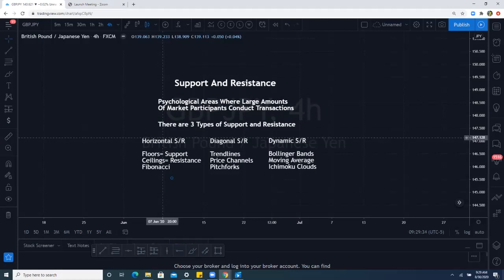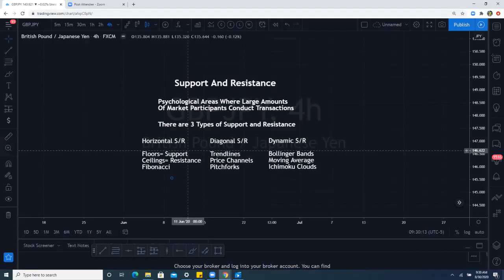Support is going to be like your floors. So horizontal support and resistance. Your floors are support because you're going to be standing on it. If you fall down from one level of a building and go into the next level, you're going to fall down on the floor. Resistance is going to be like ceilings. So if you're jumping in a small room, and say you have a great vertical and you can jump a few feet in the air, and there's a low ceiling, you're going to hit your head on the ceiling and go back down. There's going to be a point where it's going to stop your momentum and come back down.